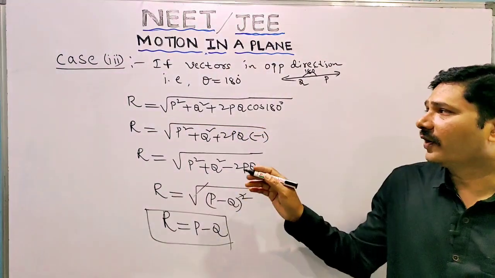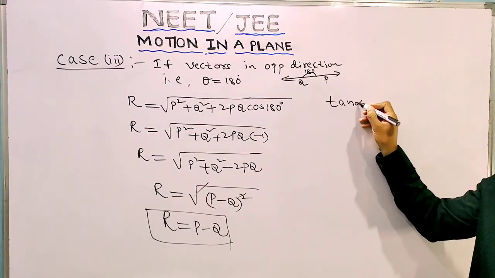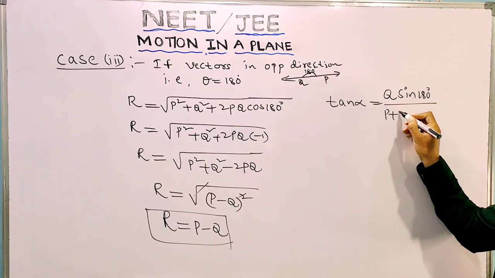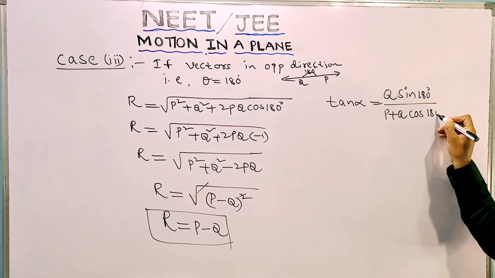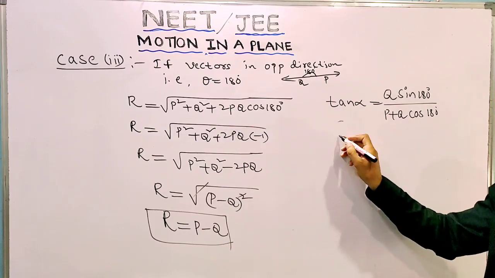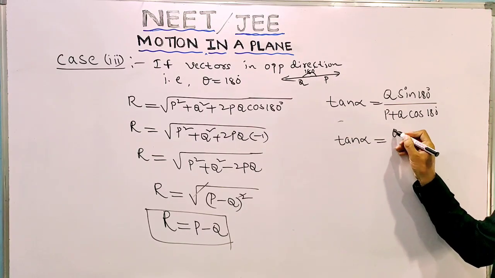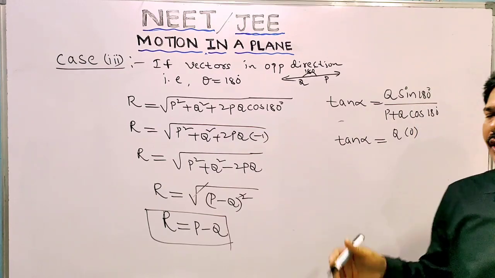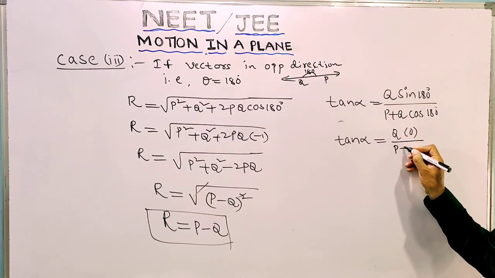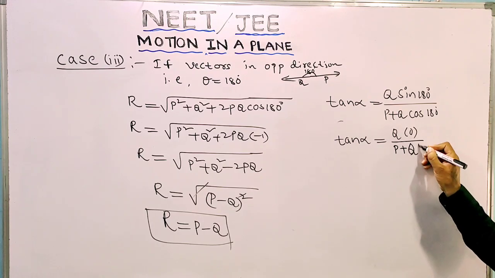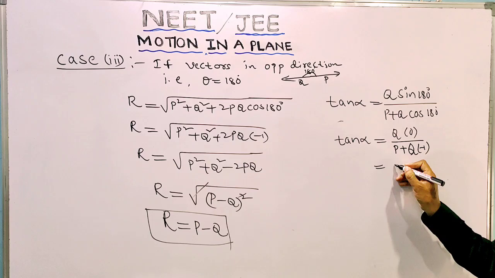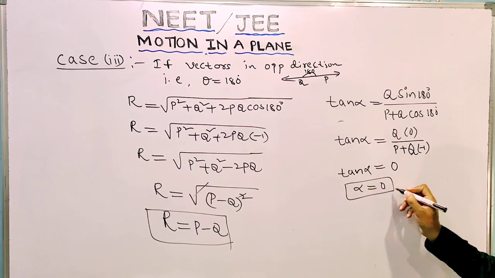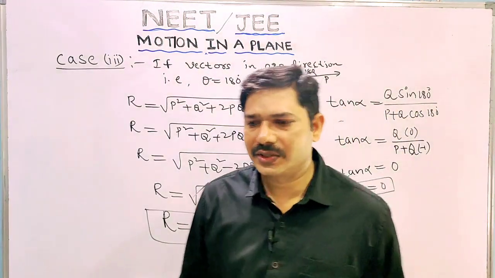Okay, for direction, the formula is what? Tan alpha equals Q sin theta by P plus Q cos theta, here Q sin 180 degrees by P plus Q cos 180 degrees. Here tan alpha equals Q sin 180, and sin 180 value is 0 only. So 0 by something is what? 0 only. Tan alpha equals 0, that means alpha is 0. So the direction of the resultant is also 0 only.